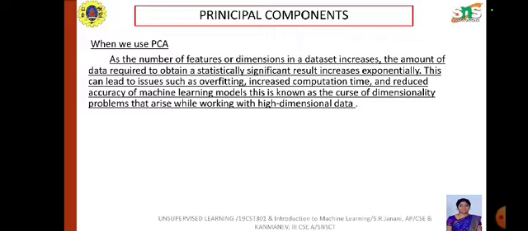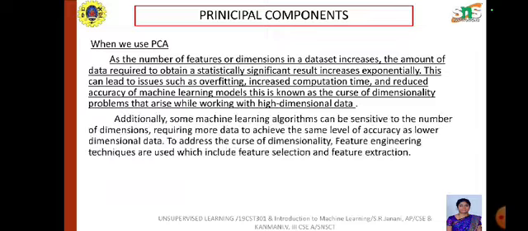I hope everyone knows overfitting. We have already seen it in the previous chapters. To avoid these kinds of drawbacks, we use principal component analysis. Additionally, some machine learning algorithms can be sensitive to the number of dimensions and require more data to achieve the same level of accuracy. So we use principal components to avoid these drawbacks.